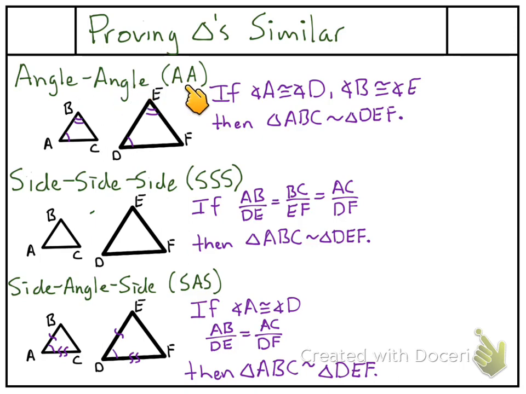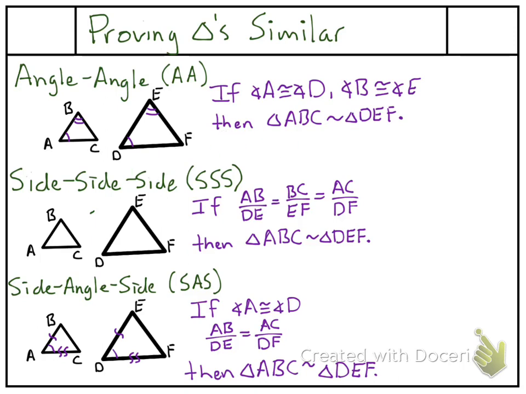First up, if we have angle, angle. Now, we don't need all 3 angles, because technically if 2 sets of angles are congruent, the third set will be. So we're just going to say angle, angle. So I need angle A is congruent to angle D, and B congruent to E in this scenario. If I get 2 congruent angle pairs, then I have 2 similar triangles. So ABC is similar to DEF.